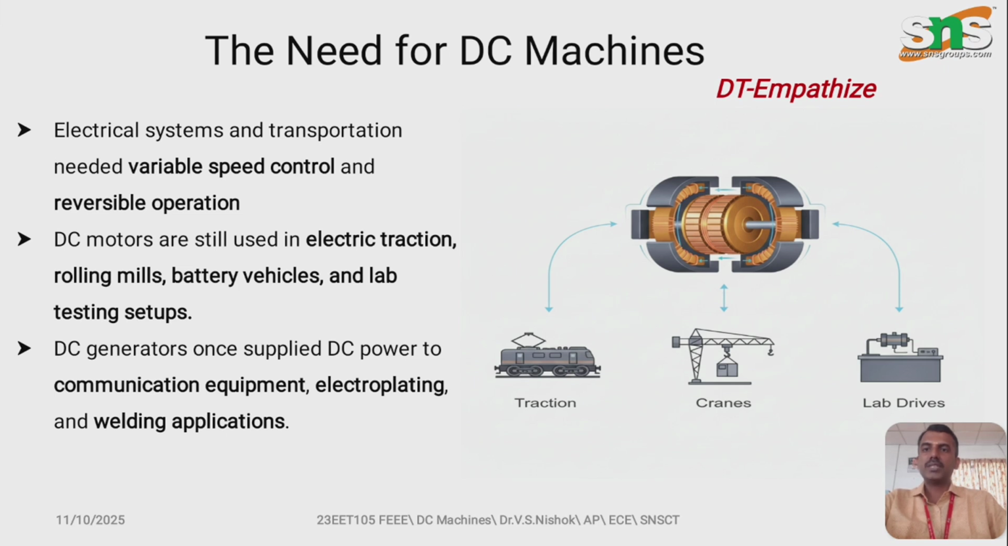Especially the DC motors are used for traction control, lab testing equipments, rolling mills, battery vehicles, etc. And coming to the DC generators, they are used in communication equipment, electroplating and welding applications.